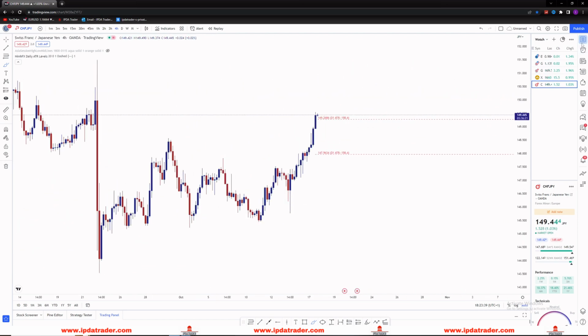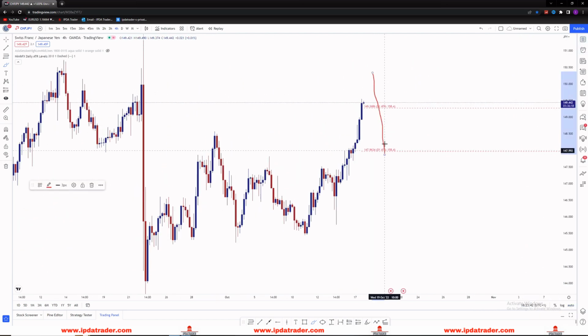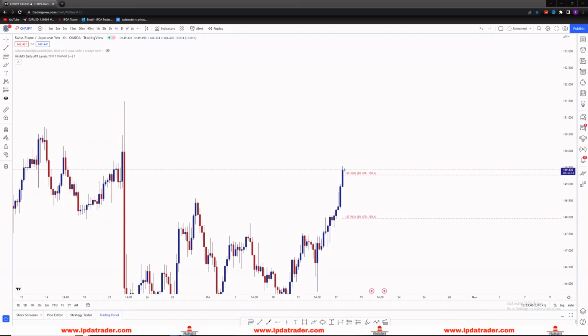Okay, so before diving deep into the market mapping, I want to make some things very clear. The tools that we're going to be using in order to map the market is going to be, first of all, higher time frame narrative.